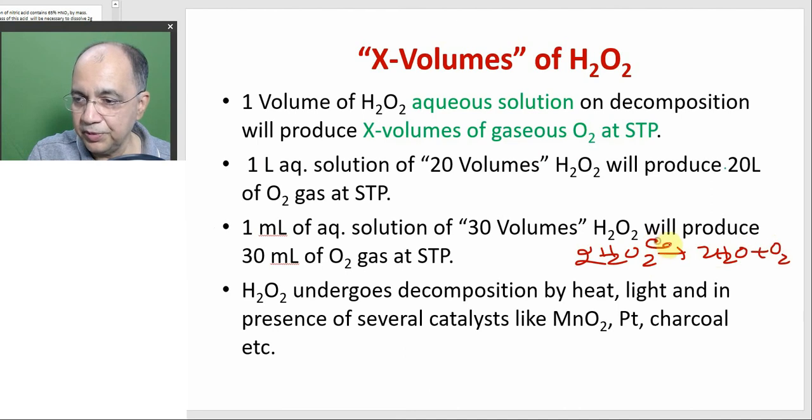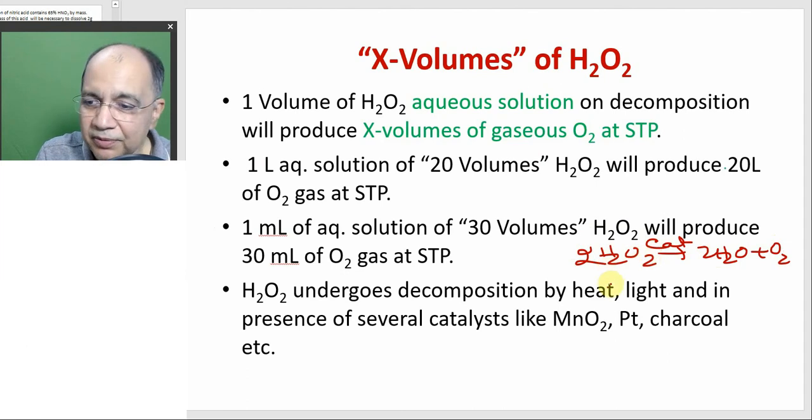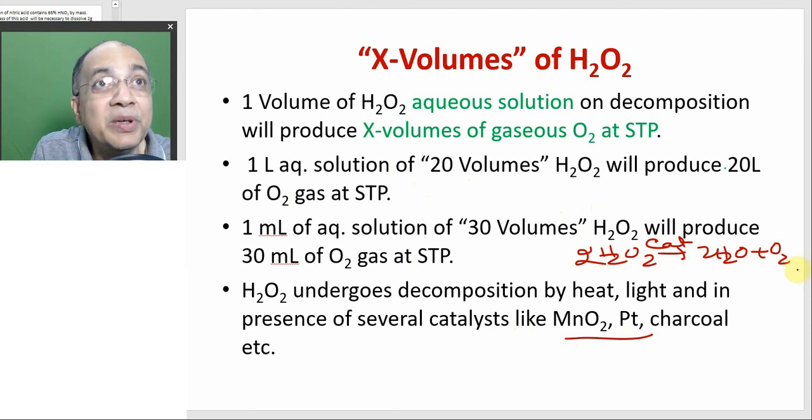You have to take some catalyst, or even heating, or even the presence of light. But at room temperature, you can use the help of a catalyst to decompose. If you take 1 liter of the aqueous solution that I have bought from the market, that will produce X volumes. Say if it is 20 volumes, then 20 liters of oxygen will be produced by 1 liter. This 1 liter will be liquid volume. This 20 liters will be gaseous volume.